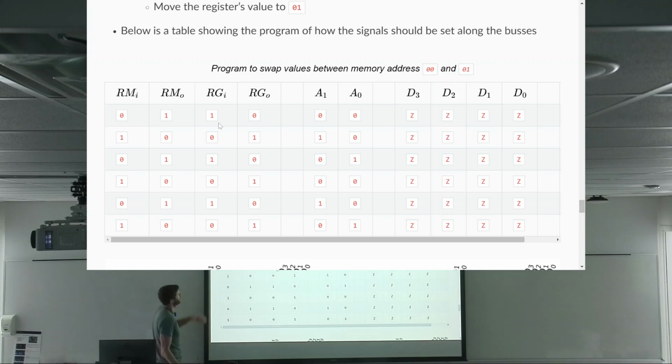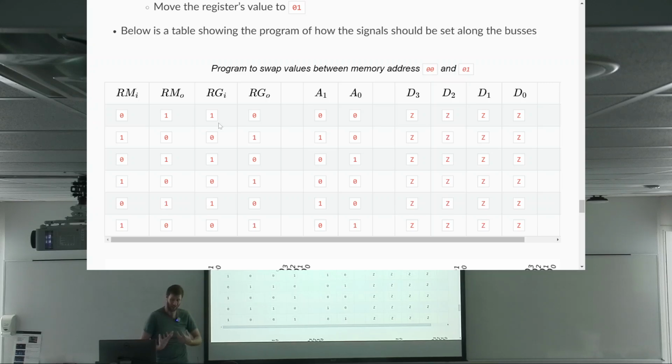What's the next line doing? RAM in, register out at a different memory address. So we're now moving data from RAM to the register and back into RAM, but in a different memory location. Cool. We are programming and performing computation by controlling these signals.